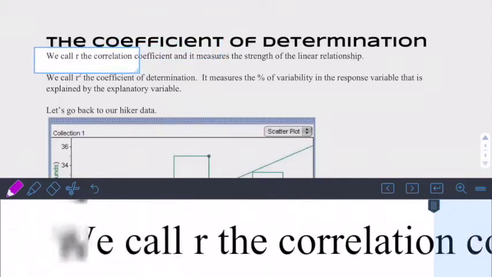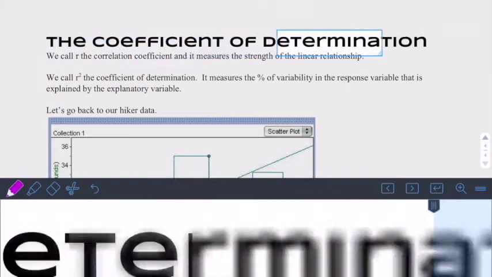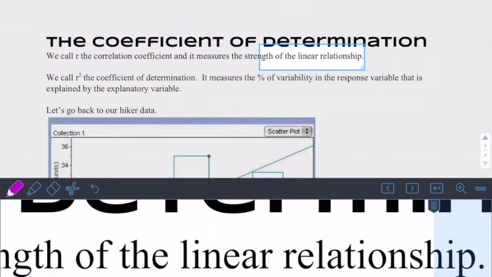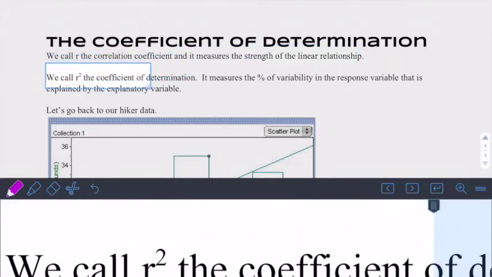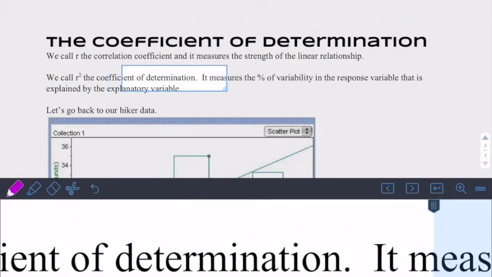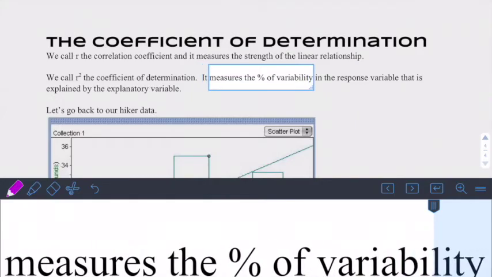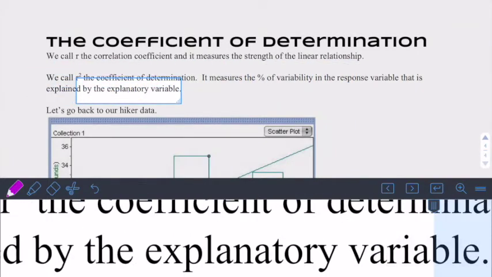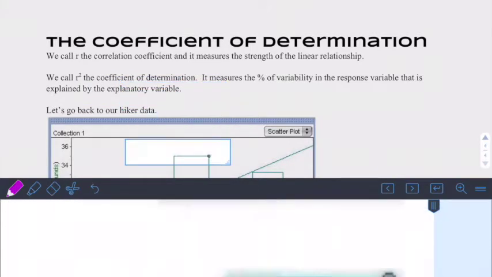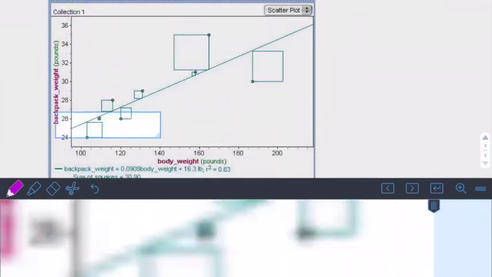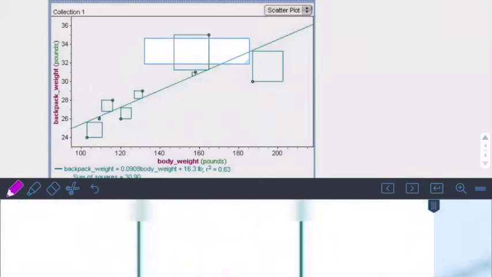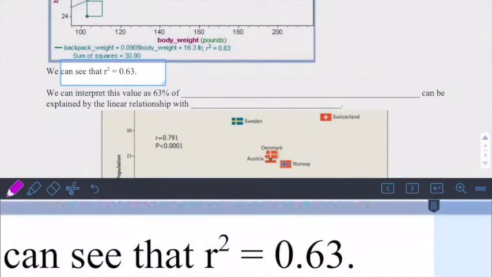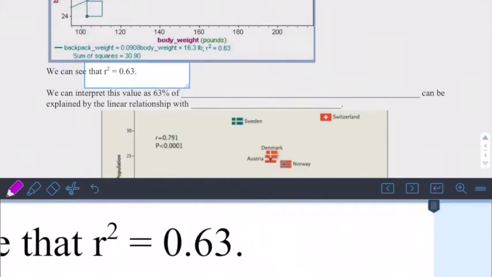Let's talk about r squared, the coefficient of determination. So r is the correlation coefficient, and it measures the strength of the linear relationship. We call r squared the coefficient of determination. It measures the percent of variability in the response variable that is explained by the x variable. So if we go back to our Hiker data, these are the squares of the residuals, residual squares. We see that r squared is 0.63.